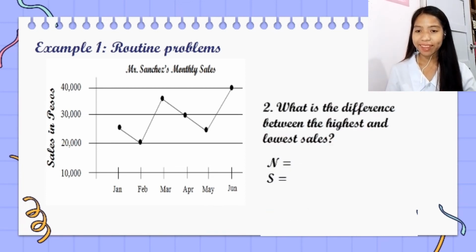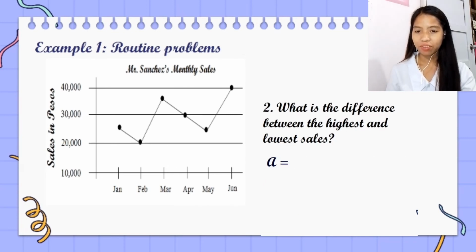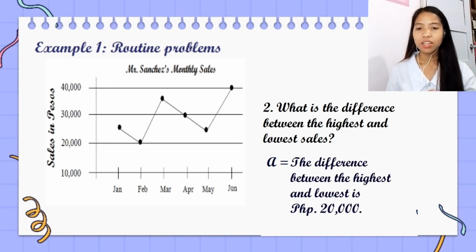What is the number sentence? The number sentence is 40,000 minus 20,000 is equal to N. What is the solution? 40,000 minus 20,000 is equal to 20,000. What is the answer? The difference between the highest and lowest sales is 20,000 pesos.